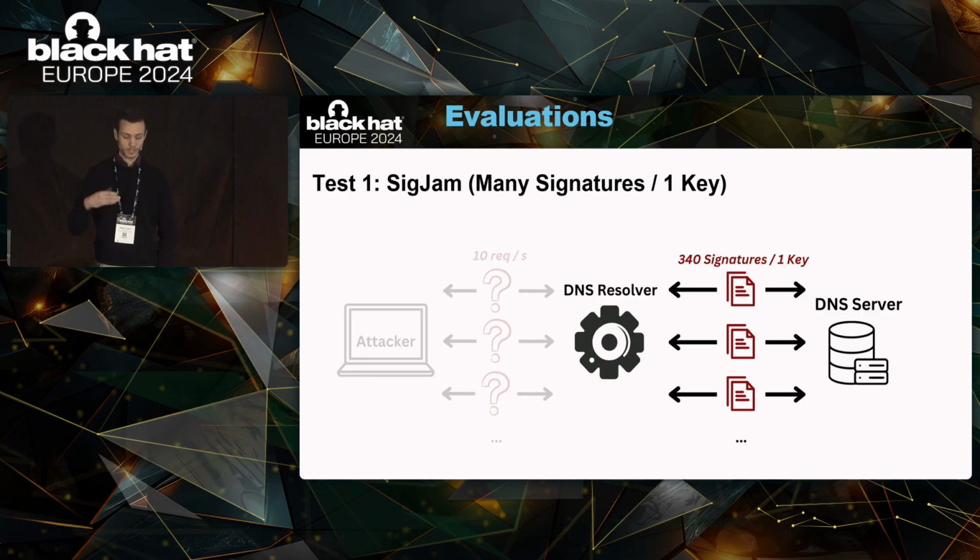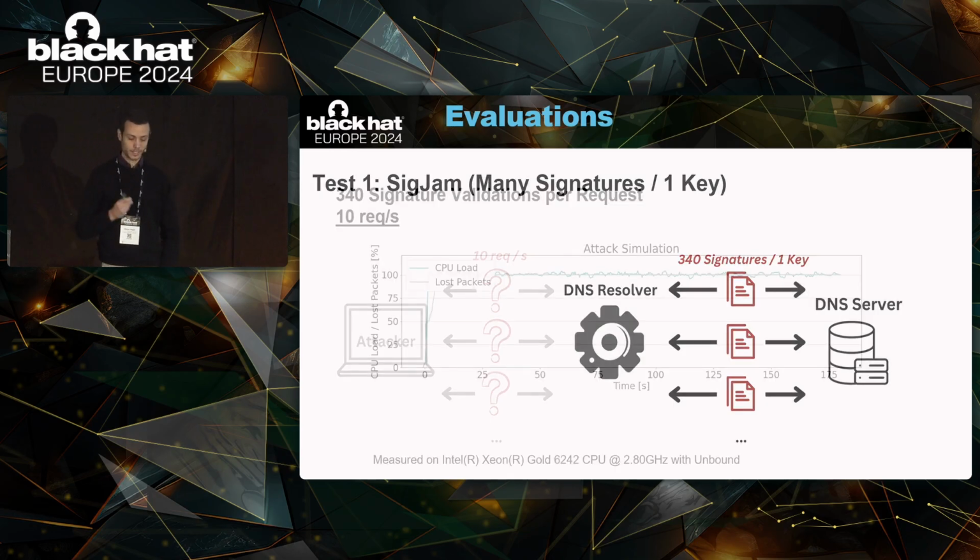And what happens now is that Unbound will have to validate through all these signatures before it can conclude that the request is invalid and can't be resolved. Which means that if we have 10 requests per second, then the resolver will have to do 3,400 validations per second before it can reply to the client. And the impact of this we can see on the next slide.